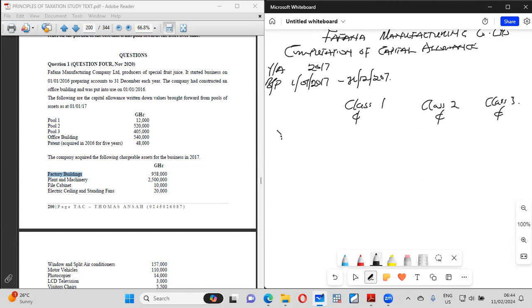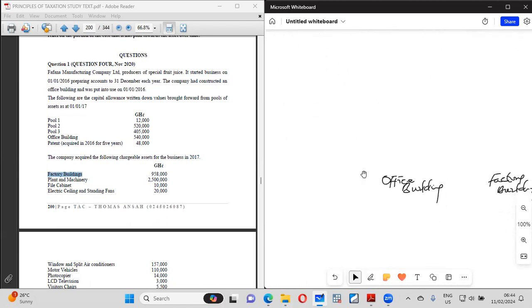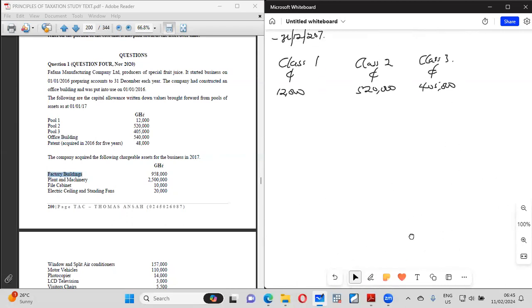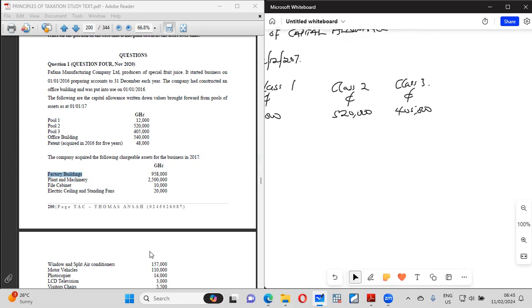So we know we have WDV brought down. Pool 1, we are told is 12,000. Pool 2, 520,000. Pool 3, we have 405. That is it. If you want to go and do for your pool 4, your WDV, you see there is even a patent. So that is why you need to be very, very careful. This one is 540,000. So if you use this as your 4 and 5, and continue, what happens to the ones that will come later? All right, so be mindful.